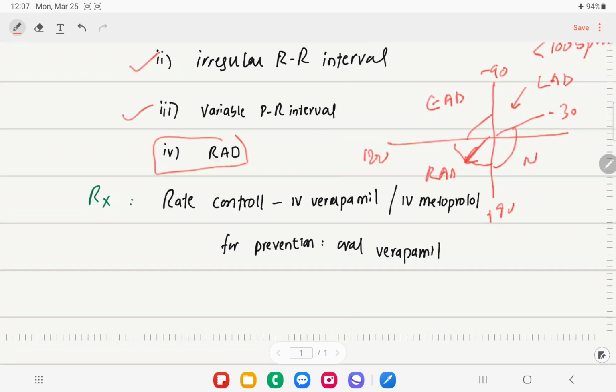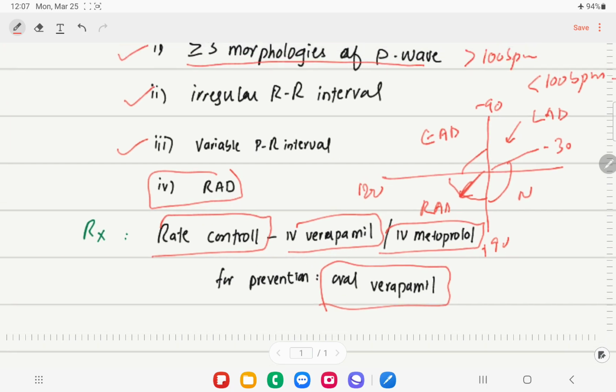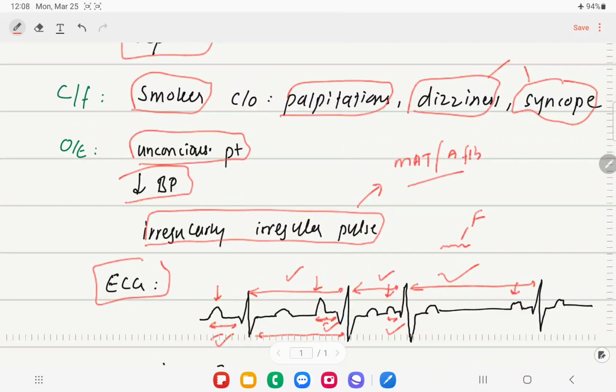For treatment, we first have to control the rate in these patients by using IV verapamil, which comes under the brand name Isoptin, 5 mg. We can give it IV stat, or if it is not available, we can go for IV metoprolol. And for prevention, we're going to use oral verapamil in these patients. So that's all about multifocal atrial tachycardia. We're going to differentiate it from wandering atrial pacemaker and atrial fibrillation. That's all for today.